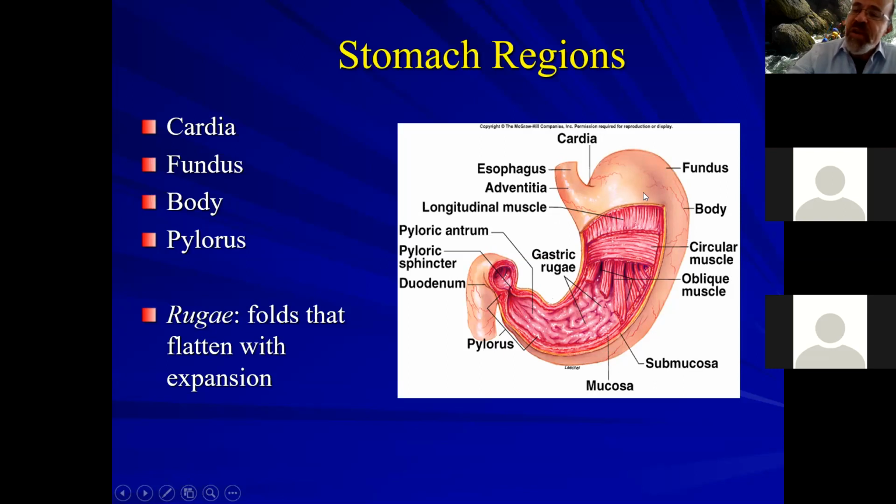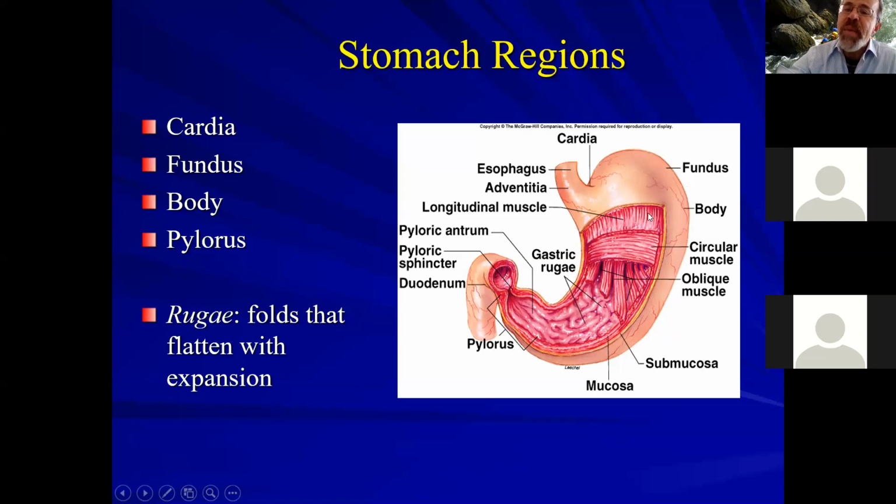Now, why do we have these different names? Well, there are some functional differences with these regions. I'm not going to get into them too much. A lot of it has to do with the proportions of different cell types. One area might produce more mucus, one area might produce more enzyme, but I'm not going to get into that. The main thing is just know those 4 regions.